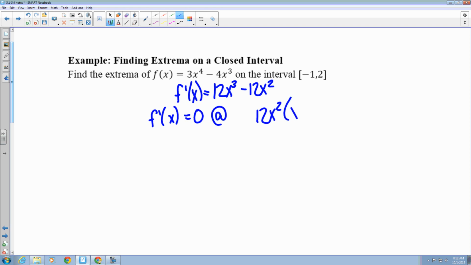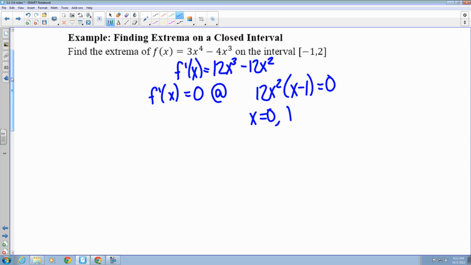So we're finding where it's equal to 0. We're going to factor this. And x equals 0 and x equals 1 are our critical points. The derivative is never going to be undefined, so we just know that 0 and 1 are our critical points. We also need to evaluate it at the endpoints.